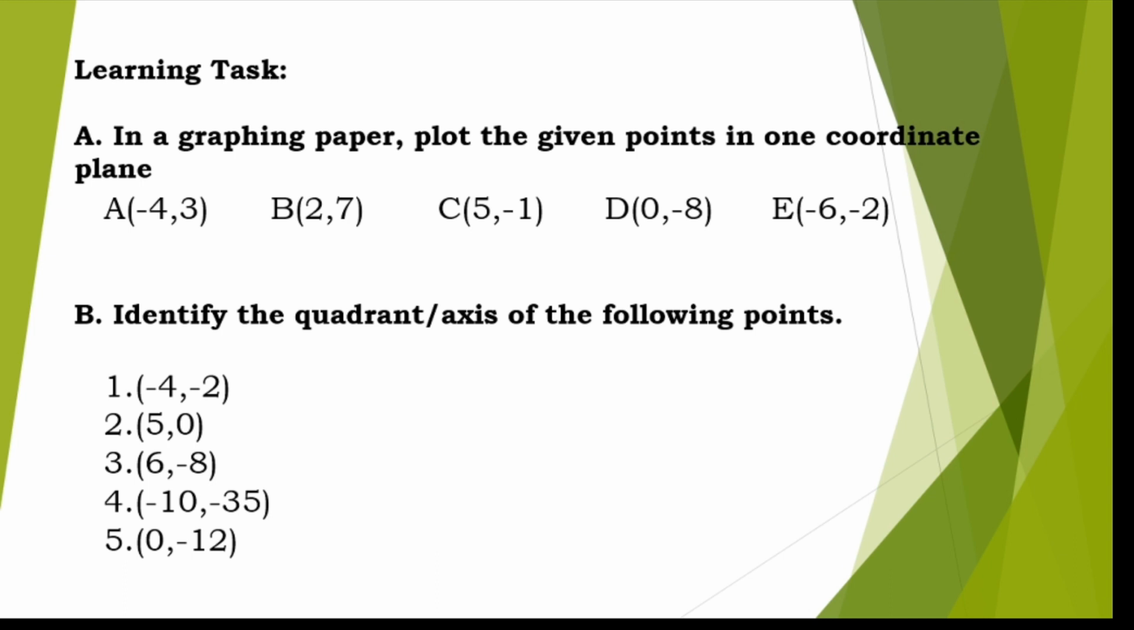Now in letter B, at the back of the graphing paper, identify the quadrants or axes of the following points. You're just going to write if it is quadrant 1, quadrant 2, quadrant 3, quadrant 4, x-axis, or y-axis. So in number 1, -4, -2. Number 2, 5, 0. Number 3, 6, -8. Number 4, -10, -35. And number 5, 0, -12.